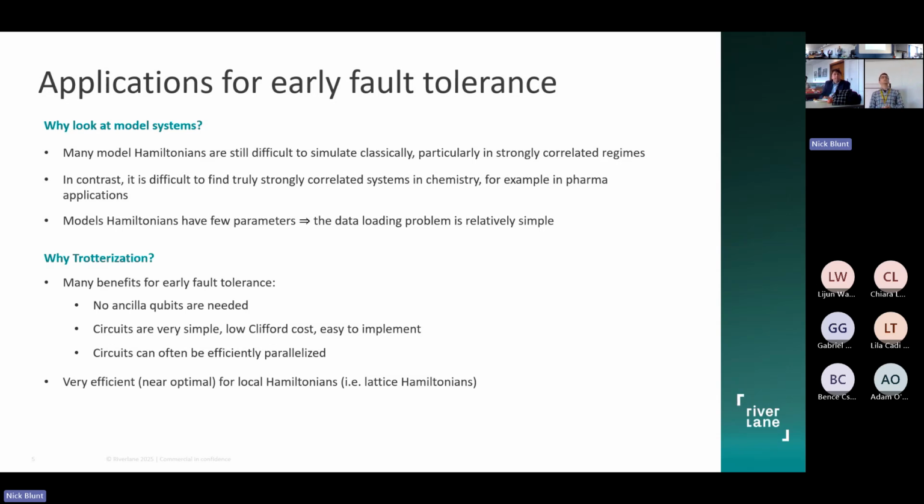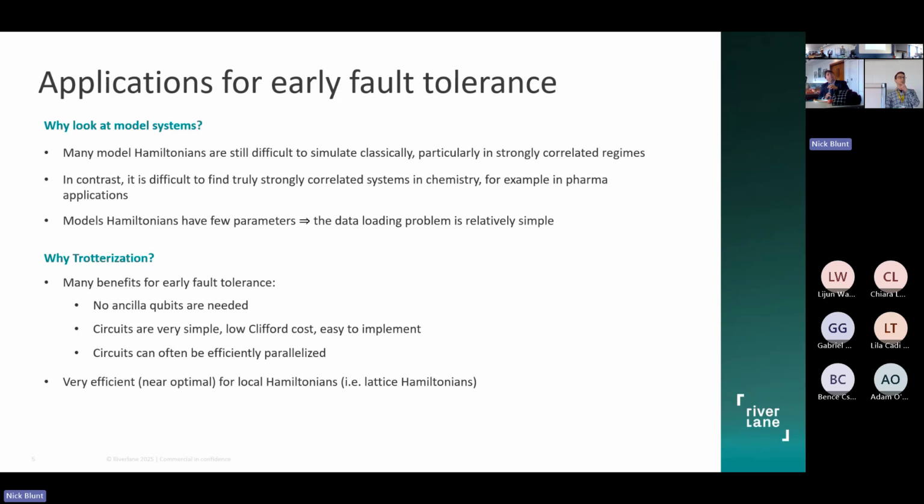Why do I think Trotterization is good in this regime? Firstly, in general, you don't need any ancilla qubits. The circuits are extremely simple, so they usually just consist of some layer of rotation gates plus a small number of Cliffords. So these are already run on NISQ devices, right? These are relatively simple circuits.